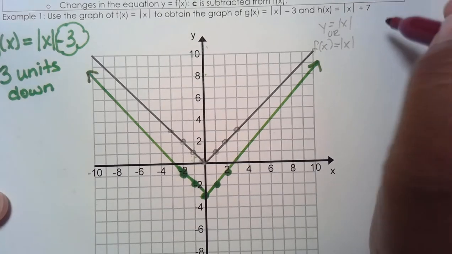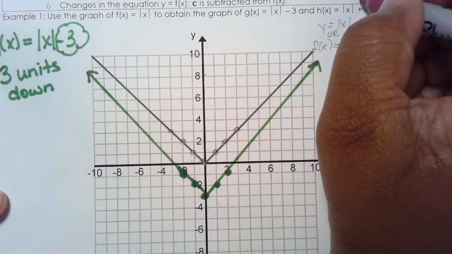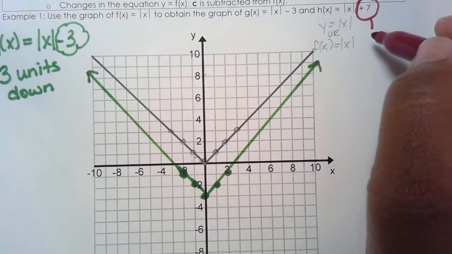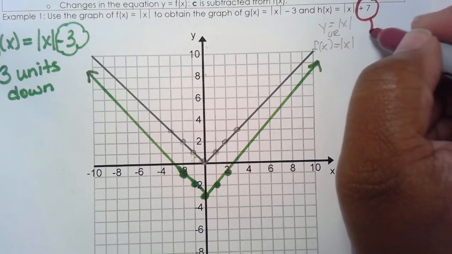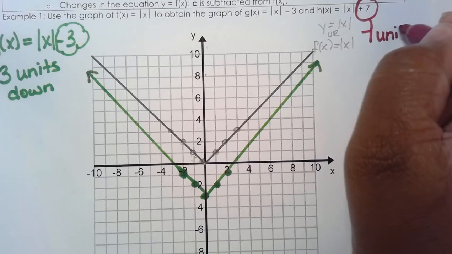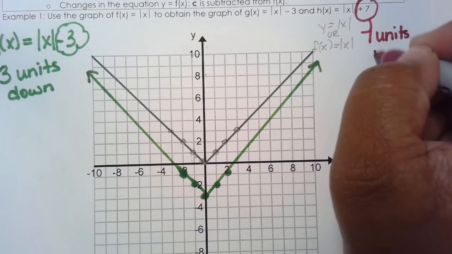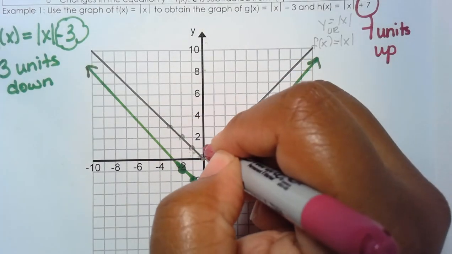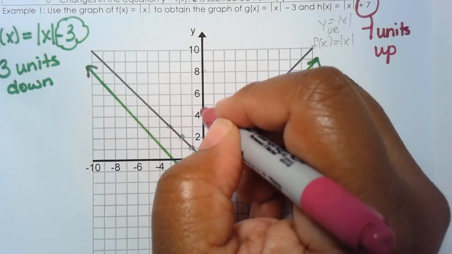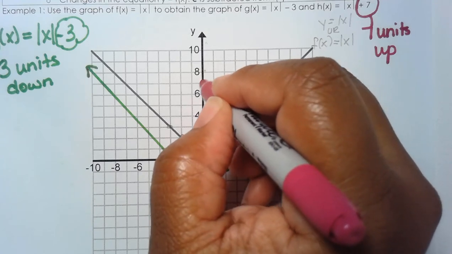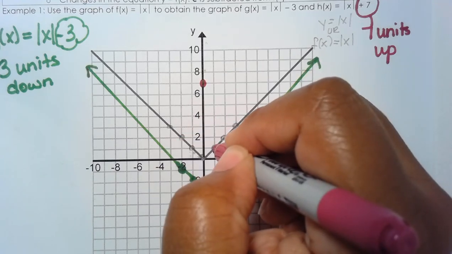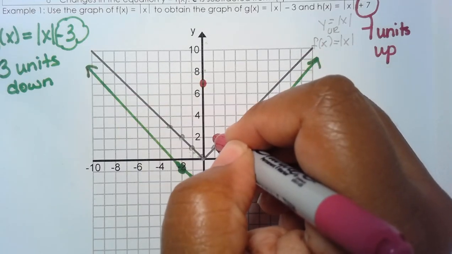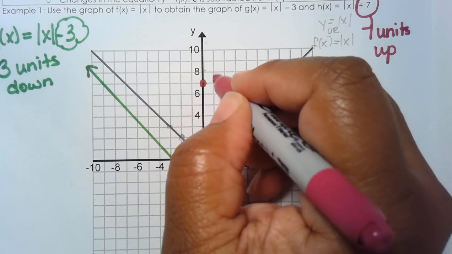So what this means here is that for this equation, the graph would shift up, or move up, 7 units. From 0, 0, we count up 7 units: 1, 2, 3, 4, 5, 6, 7. Okay, from 1, 1, starting with our original graph, count up 7 units: 1, 2, 3, 4, 5, 6, 7.